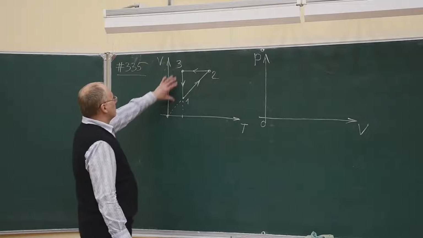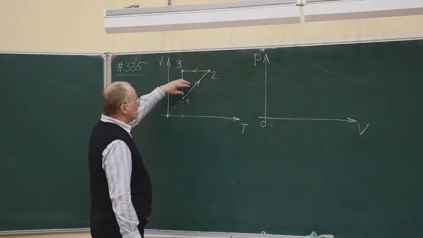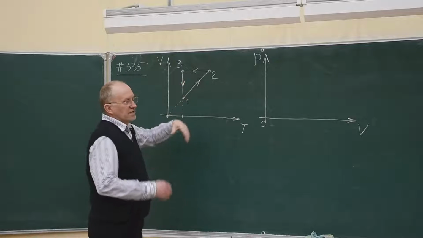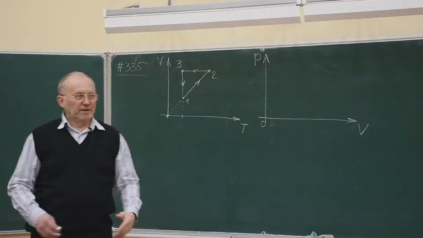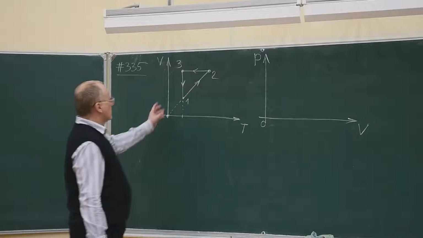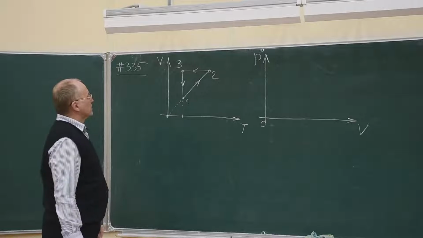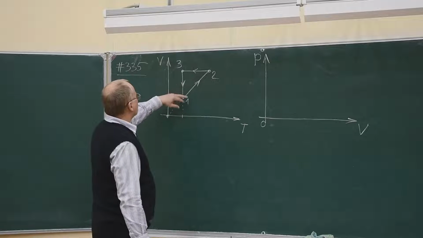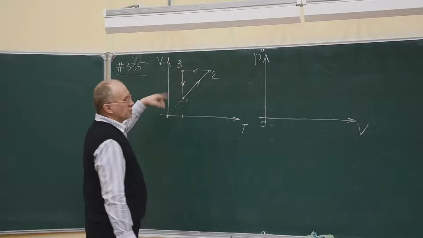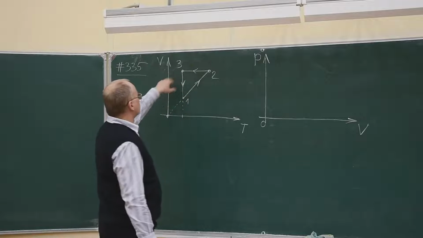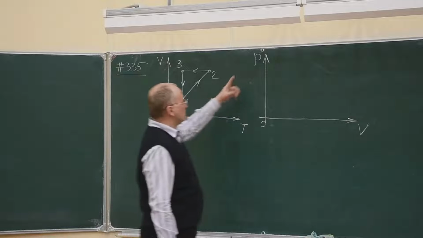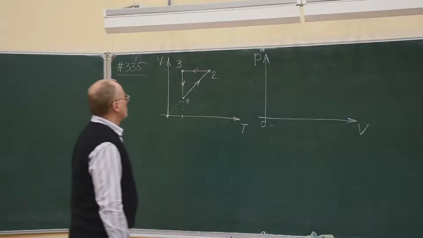So on some parts of this process, the gas received heat, energy from external bodies, and on other parts of this process, the gas released heat to external bodies. But first, we have to find out where the gas was heated, where the gas released heat, and where the internal energy increased and where it decreased. And also we have to draw the diagram of this process in PV axes, in pressure versus volume axes.